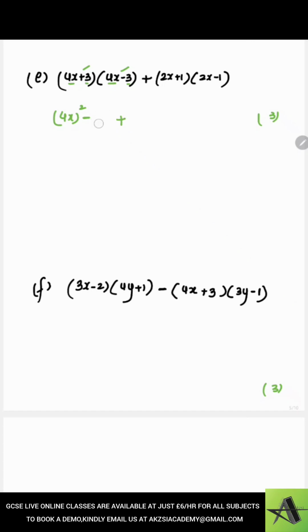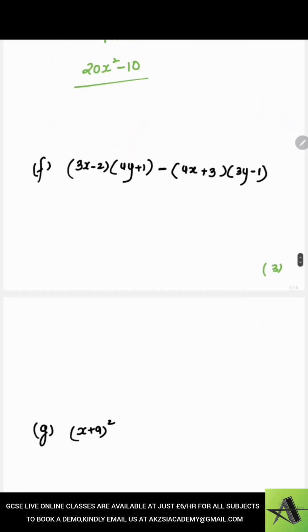Now here if you see it's exactly the same, that means 2x same, 1 same, and they both are separated by different operator. So this will be 2x whole squared minus 1 whole squared. So this will be 4x whole squared is 16x squared minus 9. And this will be 2x whole squared is 4x squared minus 1. Again, on simplifying, I'll get 16x squared plus 4x squared is 20x squared, and minus 9 minus 1 is minus 10, and that's your final answer.